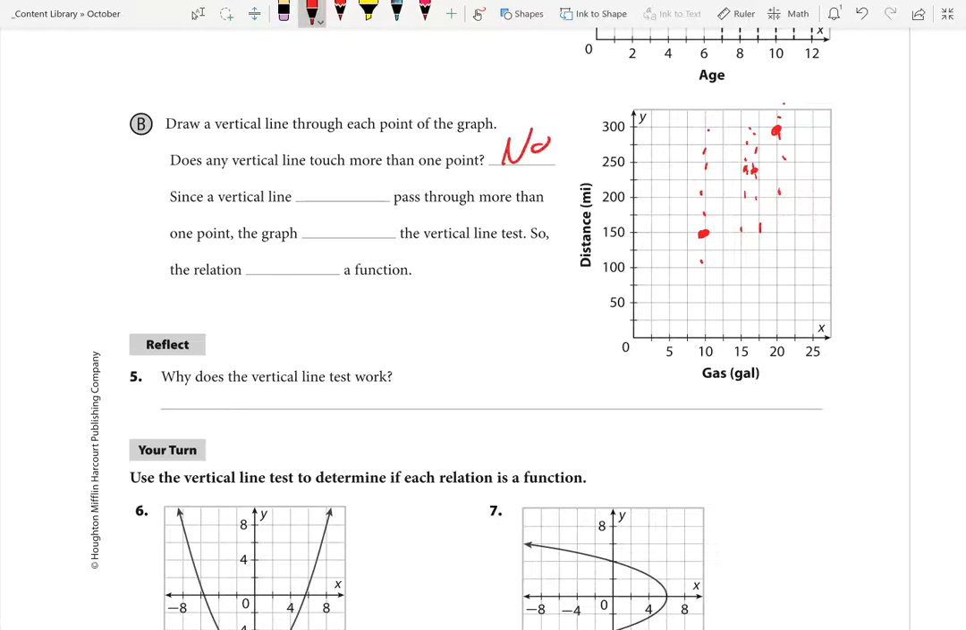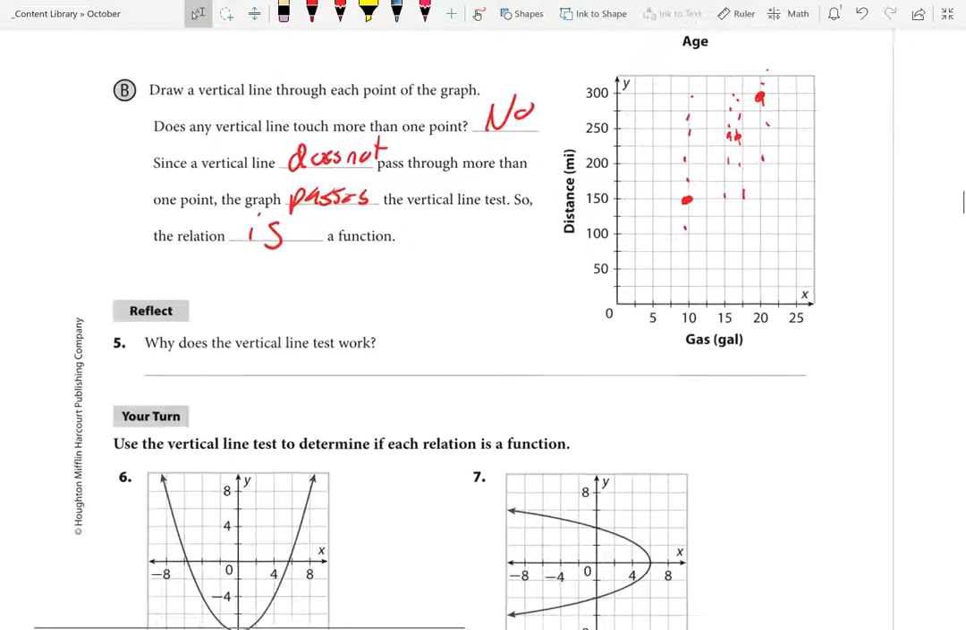So it's a vertical line. How do they write here? I want to know what they fill in their blank with. Since a vertical line does not pass through more than one point, the graph passes the vertical line test, so the relation is a function.